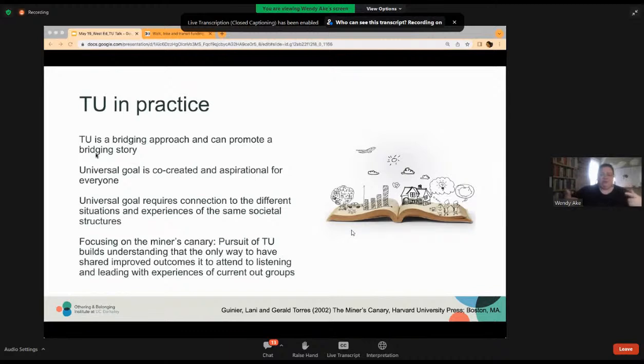And then the way that TU is sometimes understood is that because it's a universal goal, there's lots of interest in supporting the goal. That's true. The reason we can be brought to the table to understand what that goal is is by listening to the structural problems that we may not understand if we don't listen to the experience and attend to the structures that situate out groups farther off.